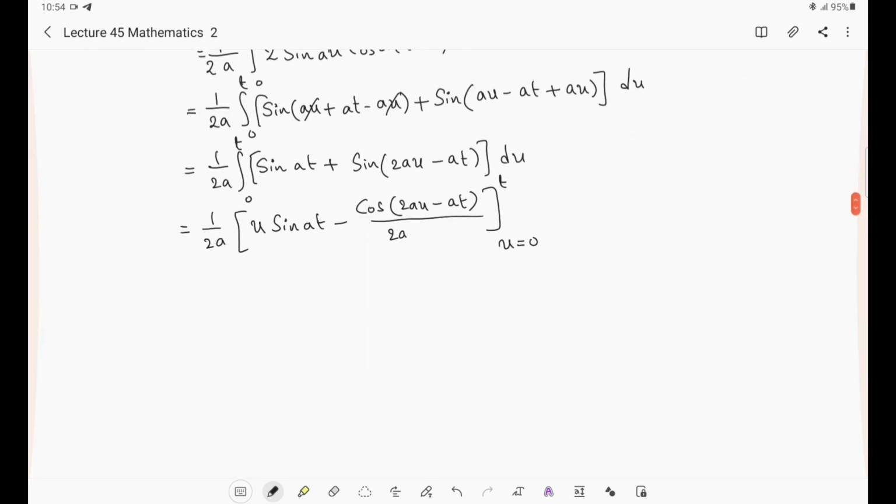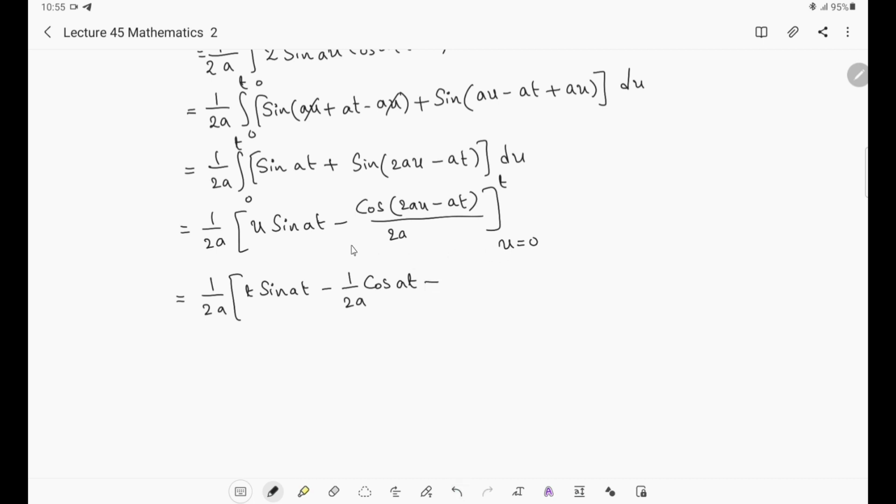Right? Now substitute the limits. So this is equal to 1 by 2a. Substitute the upper limit: in place of u, I have to put t. So t into sine at, minus 1 by 2a cos of, in place of u, I have to put t. So what will happen? 2at minus at I will get, which is at. Right? Now substitute the lower limit. Minus.